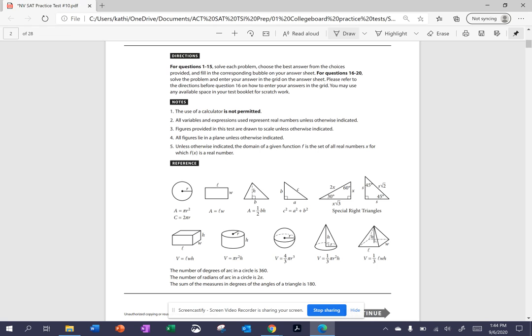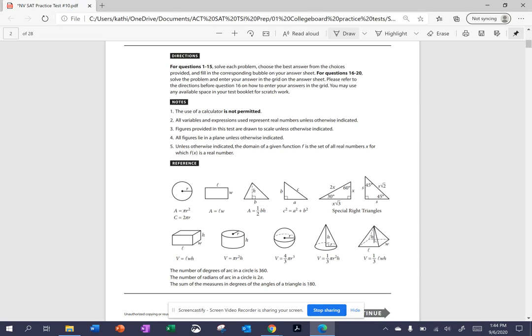So this section, there's no calculator. All variables and expressions used represent real numbers unless otherwise indicated. The figures provided in this test are drawn to scale unless otherwise indicated. All figures lie in a plane unless otherwise indicated. Unless otherwise indicated, the domain of a given function f is the set of all real numbers x for which f of x is a real number.